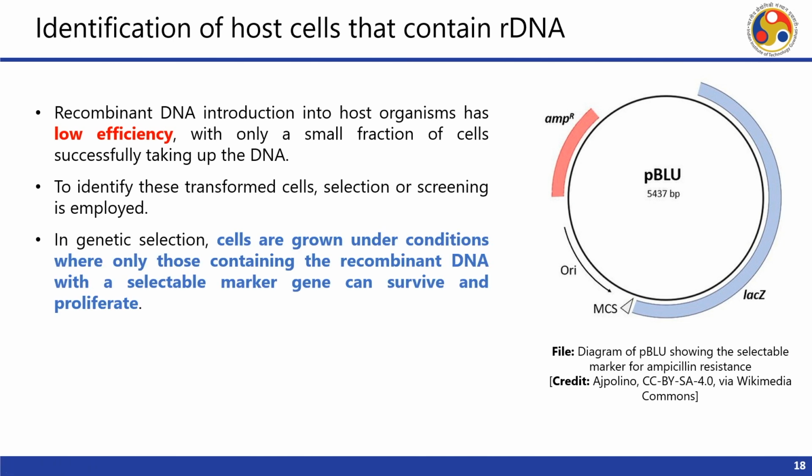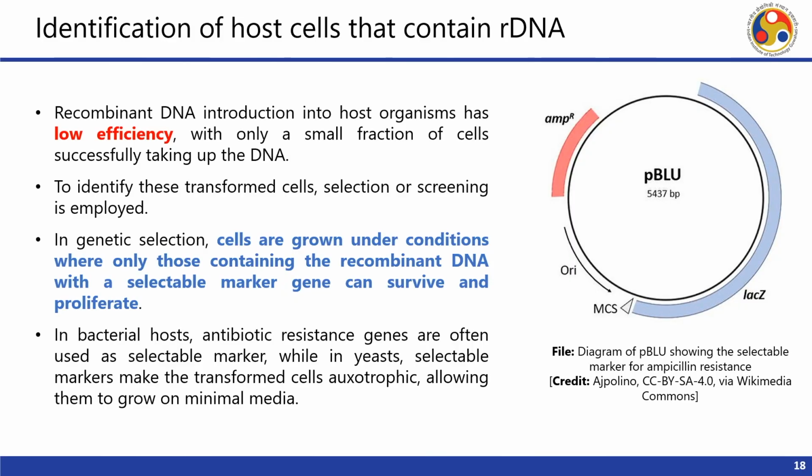Now, in genetic selection, cells are grown under conditions where only those containing the recombinant DNA with a selectable marker gene can survive and proliferate. For example, here we are using ampicillin resistance. So, this medium will have ampicillin, and the cells which have this vector will be able to survive in it. Bacterial host antibiotic resistance genes are often used as selectable markers, while in yeasts selectable markers make the transformed cells auxotrophic, allowing them to grow on minimal media.